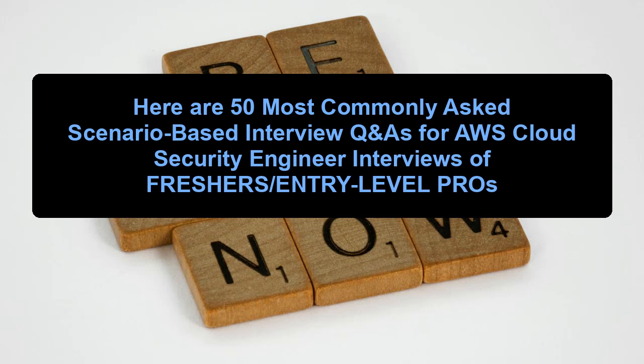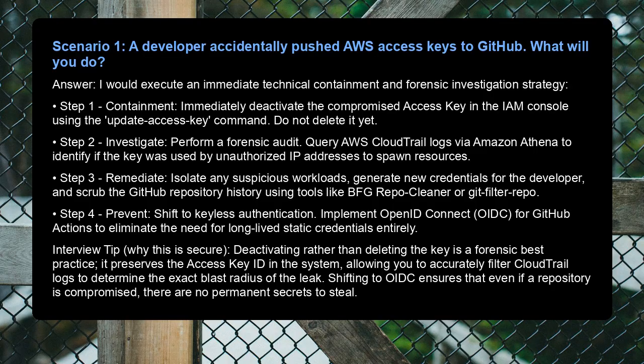Here are 50 most commonly asked scenario-based interview questions and answers for AWS Cloud Security engineer interviews of freshers or entry-level pros. Scenario 1. A developer accidentally pushed AWS access keys to GitHub. What will you do? Answer: I would execute an immediate technical containment and forensic investigation strategy.